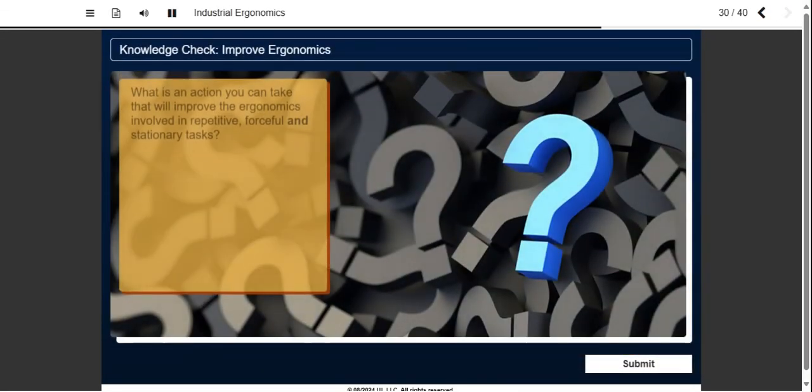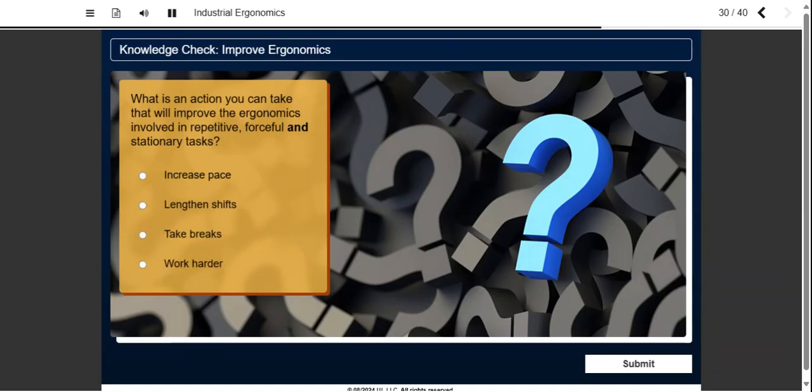What is an action you can take that will improve the ergonomics involved in repetitive, forceful, and stationary tasks?